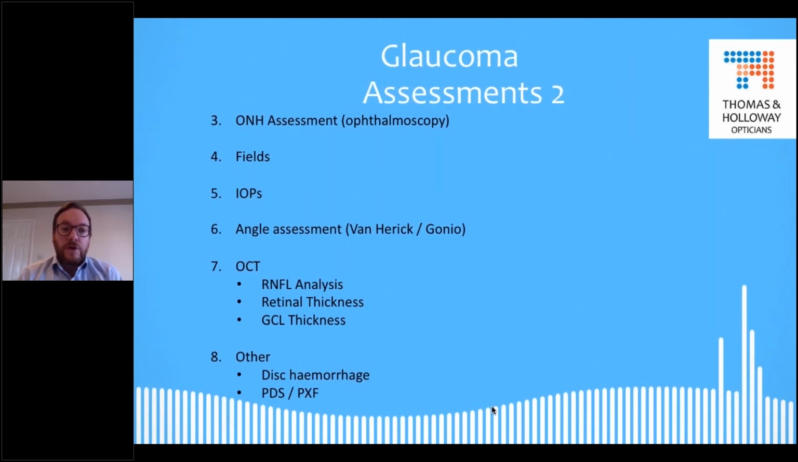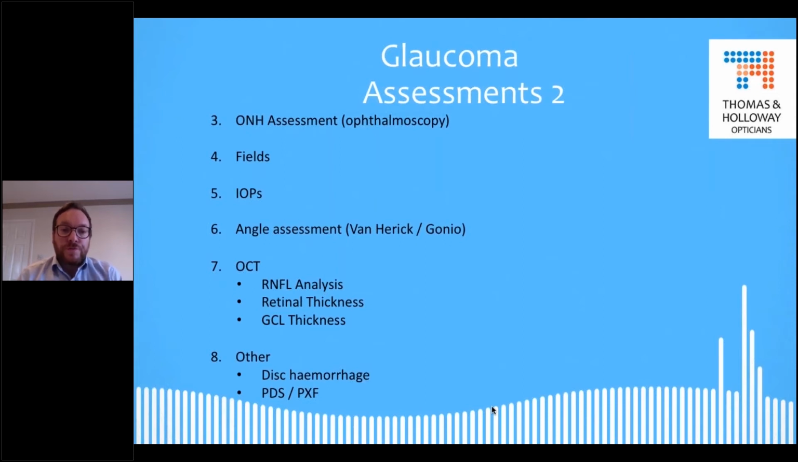And then obviously we've got OCT, and as Tim said, the three key things are the analysis of the retinal nerve fiber layer around the optic nerve head, the overall retinal thickness, and then stripping out the GCL, the ganglion cell complex, the ganglion cell layer within that.